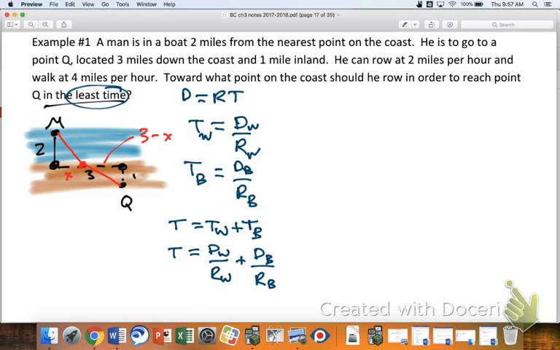Probably should use something. I should have used S for sand or L for land or something. Yep, good idea. Feel free to adapt as you want. The good news is don't we have RW and RB? So I can say then that overall time is equal to distance in the water divided by 2 plus distance on the beach divided by 4. Trying to really piece this out in small steps.